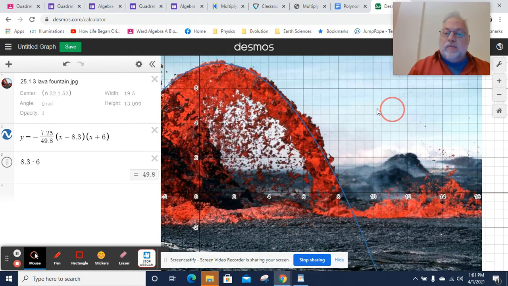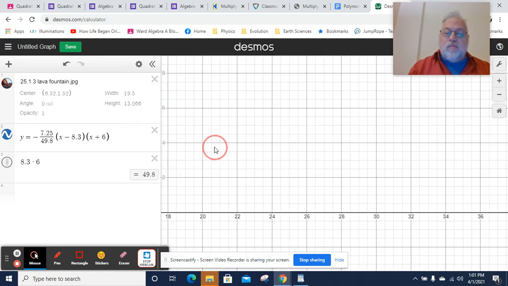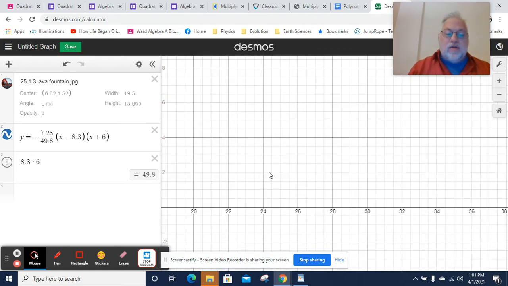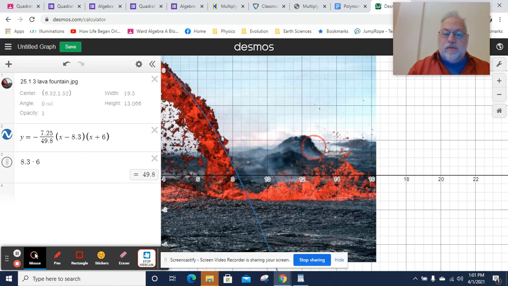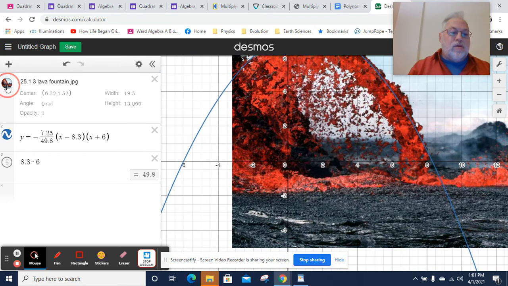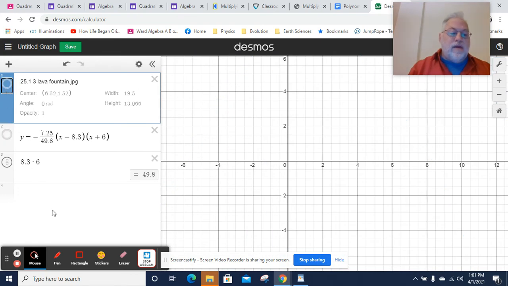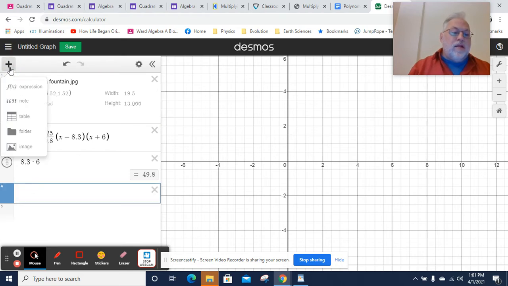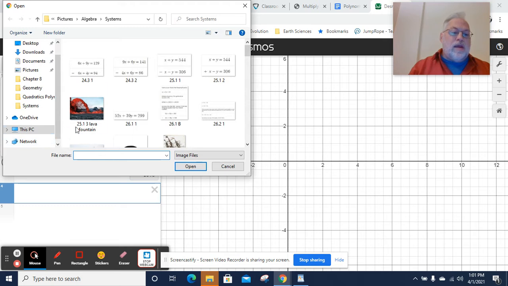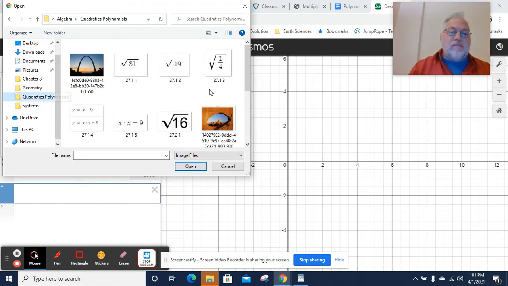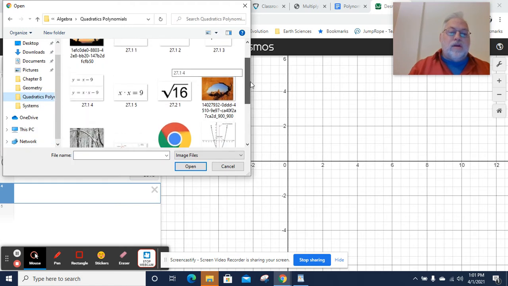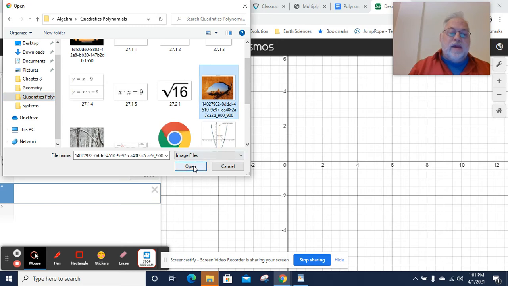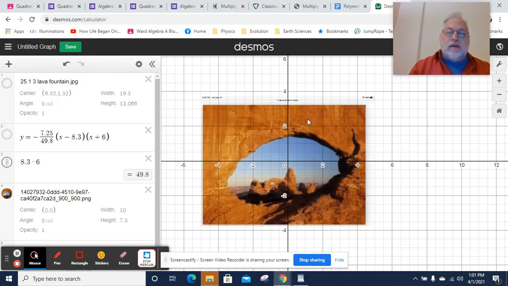If you want, I'll do one more. I'll bring in one more parabola. Actually, I gotta bring it back to the middle because it's gonna show up in the middle. Let me turn that off, and I will just import another image. I'll import an image right here. Let's see, let's import an image from quadratics and polynomials. I'll import this lovely arch like that.